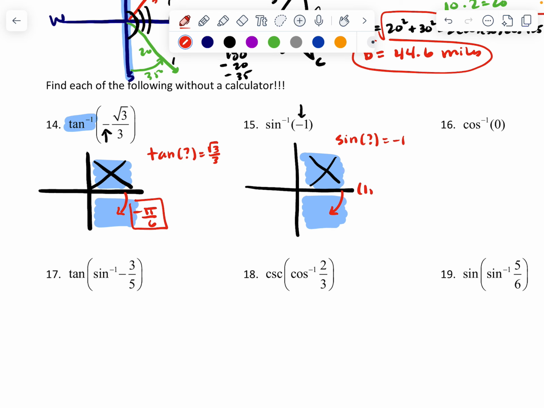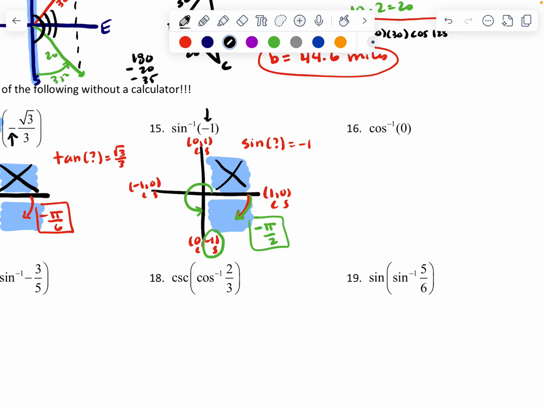So I'm going to go 1, 0, 0, 1, negative 1, 0, 0, negative 1, cosine, sine, cosine, sine, cosine, sine, cosine, sine. This one's actually kind of a tricky little question. Okay, you guys, where does sine equal negative 1? It's just right here. Now look, normally we would say that answer's 3 pi over 2, but we cannot name it going this way. We have to name it going backwards, so this is actually negative pi over 2. Tricky, tricky.